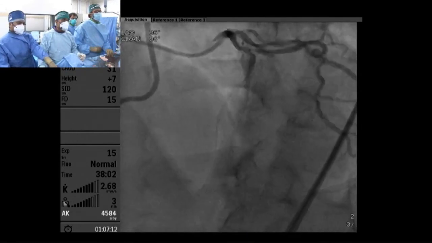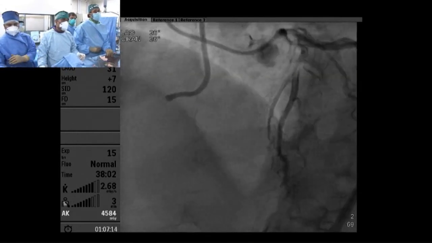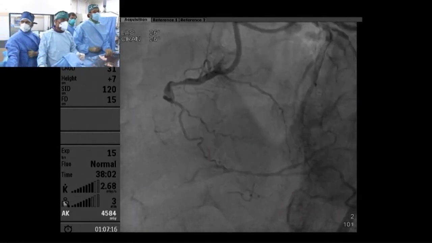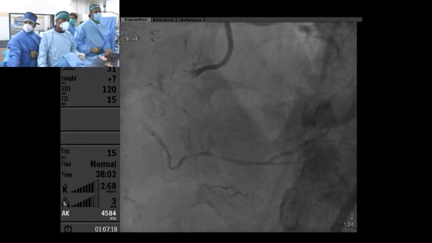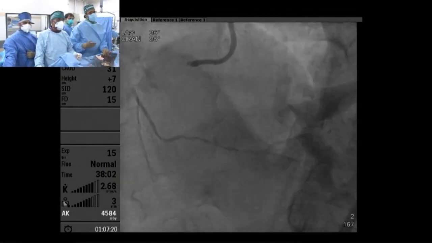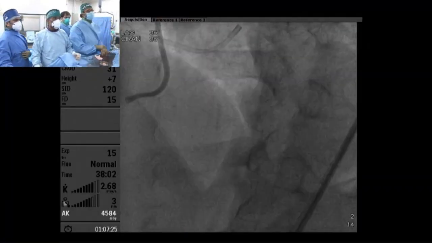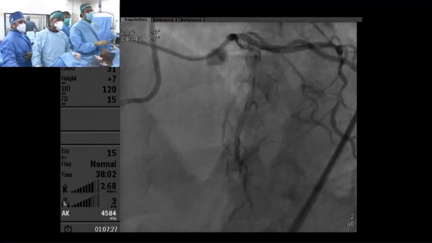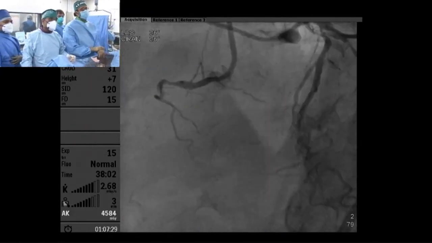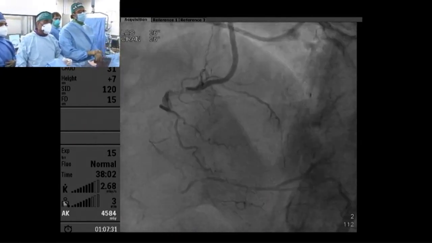Next view. Next view. So, you know, the filling of the right coronary is all the way up. It looked like a focal lesion in the right coronary artery. Probably would need something like a 33-length stent.